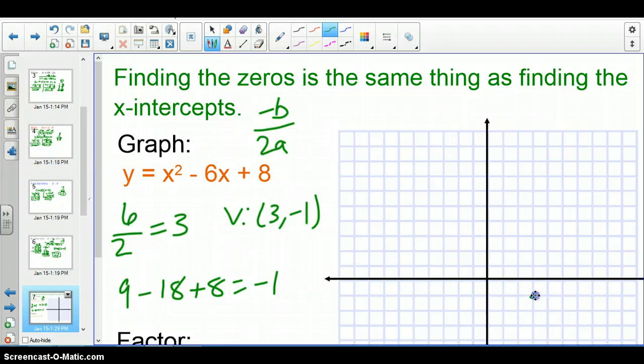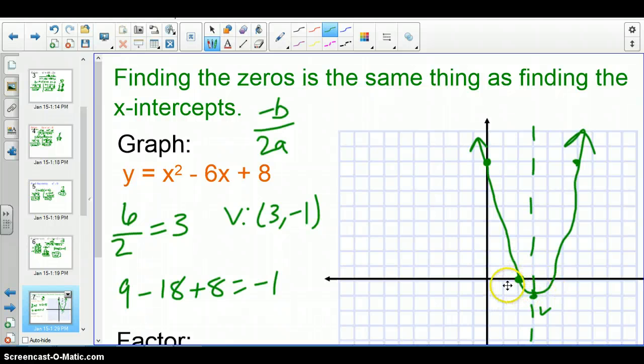So I'm going to plot that point and label it as my vertex and draw on my axis of symmetry. Now if we look here, our y-intercept is 8. So I'm going to plot that and then plot the reflection point and draw on my parabola. Now if you look at my graph here, this graph crosses the x-axis at x equals 2 and x equals 4. So we're going to find out if that's really true.